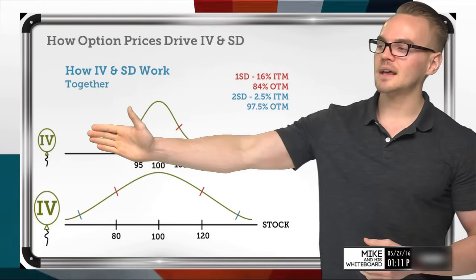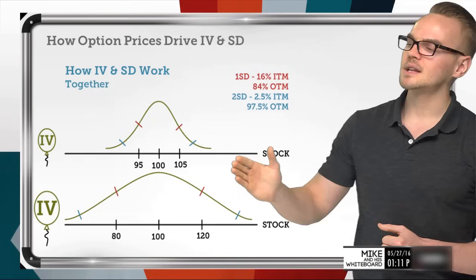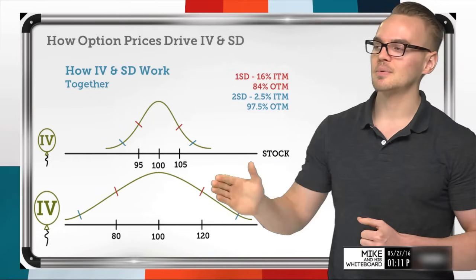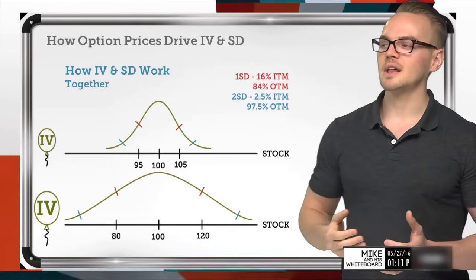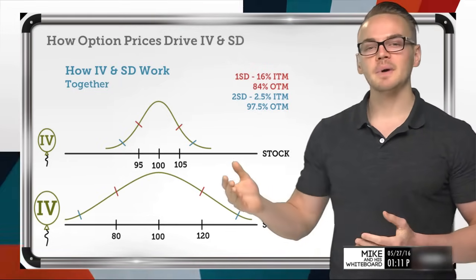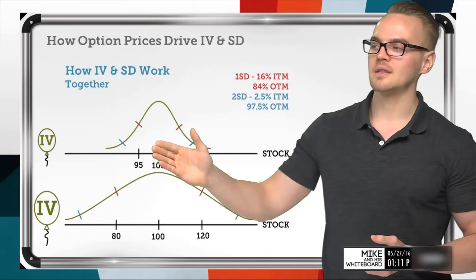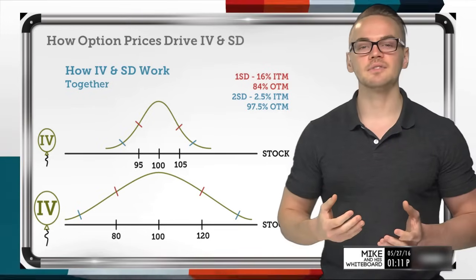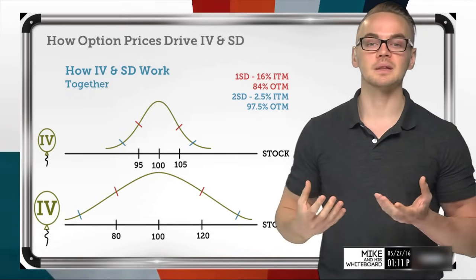So here I've got a low volatility environment and a high volatility environment. So let's look at the low one first. So our stock price, let's say, is trading right at 100 for both of these. In a low volatility environment, if I'm looking at 1 standard deviation, maybe my out of the money put strike would be at 95. So it's only 5 points out of the money, but since it's a lower implied volatility, it's going to come hand in hand with a lower probability of being in the money.